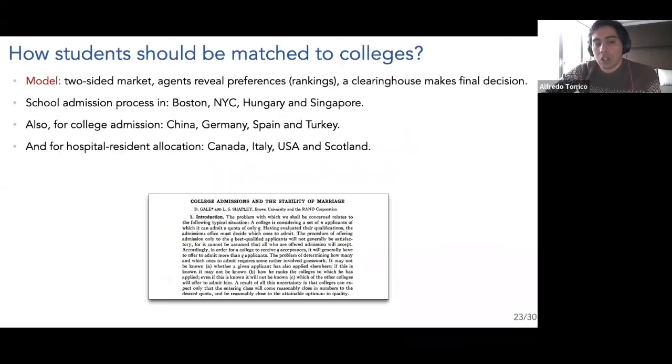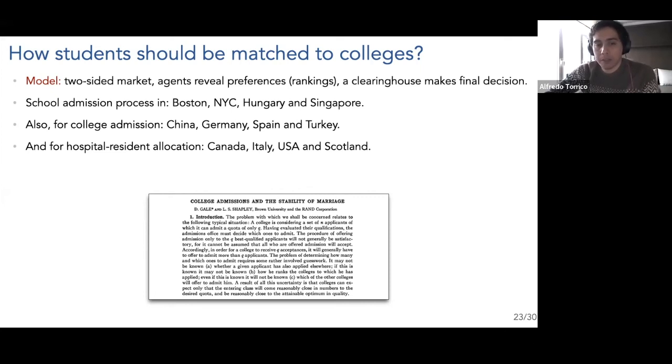Okay. So the main question in this kind of market is how students should be matched to colleges. Gale and Shapley in 1962 proposed this two-sided market, in which the participants reveal their preferences in terms of rankings. And there is a central decision maker, a clearinghouse, that at the end decides the final allocation of the students in the schools.